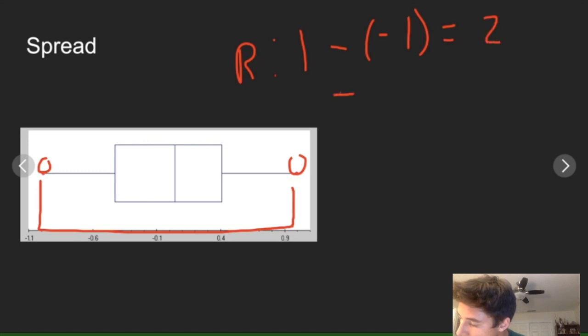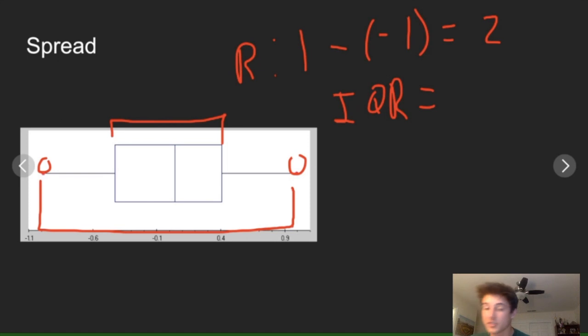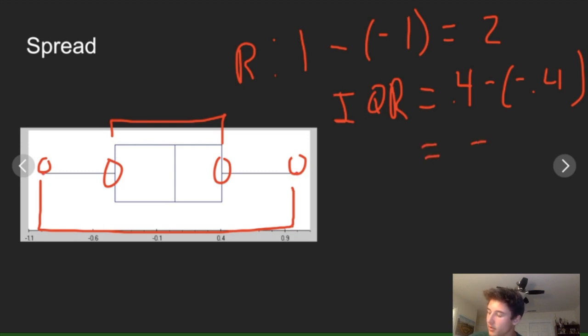Now we want to do the IQR, which is this middle guy right here. It's the third quartile, which is right here, minus the first quartile. Now that's about 0.4 minus negative 0.4. So when we do that, that's going to be about negative 0.8, or positive, my bad, positive. So you're going to say this has an IQR of 0.8 and a range of 2.